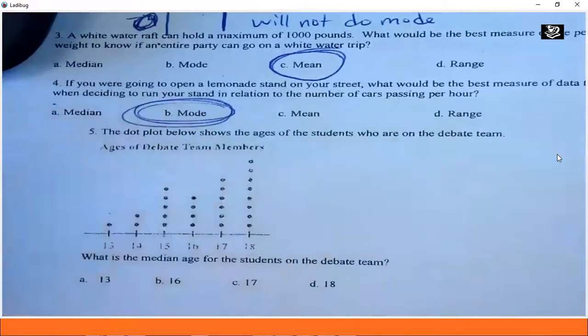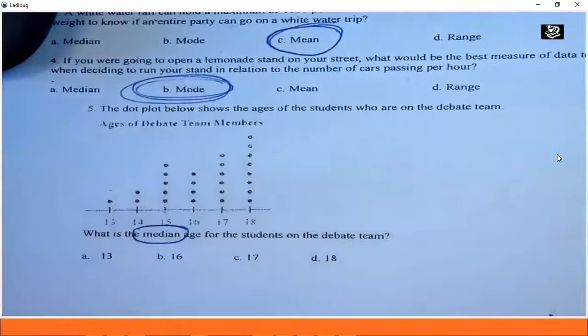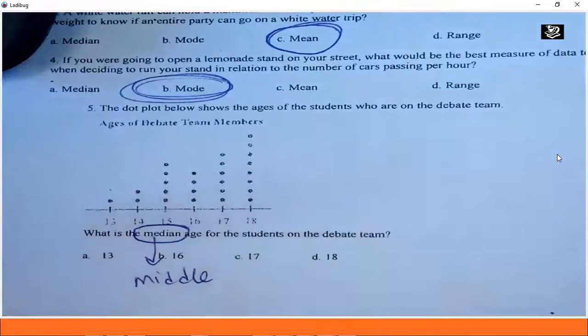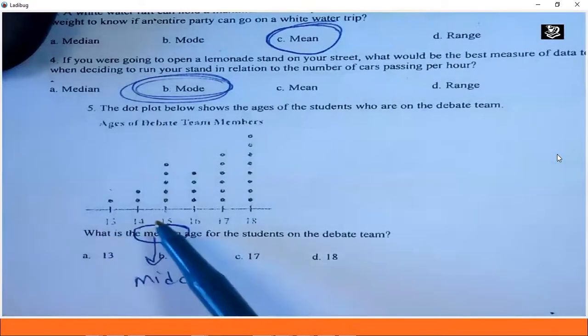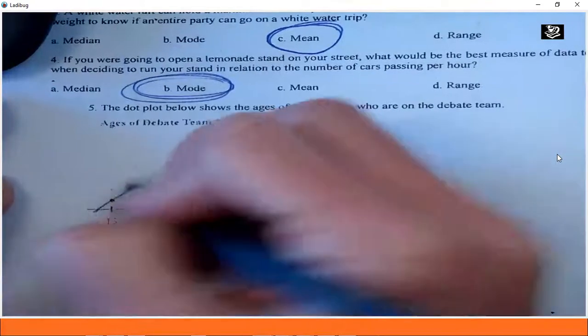Okay. Number 5. What is the key word on number 5, Isabella? The median. What does that mean, Isabella? Median is the middle. Cameron, before you can find the middle, you have to make sure the numbers are in order, right? Guys, are these numbers in order? 13, 14, 15, 16, 17, 18? Yes. To find the median, you just do the slash test.